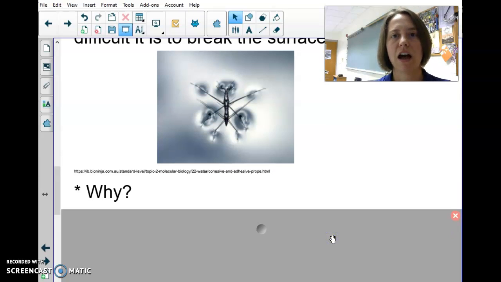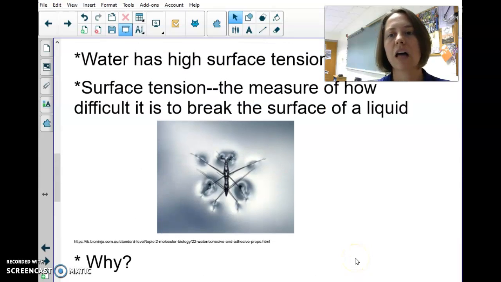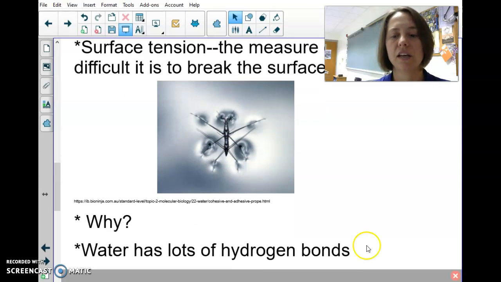Why does water have high surface tension? Well, water has lots of hydrogen bonds, so it likes to stick together, so it takes a lot to break that surface of the water, because water would rather stick together than let other things in.